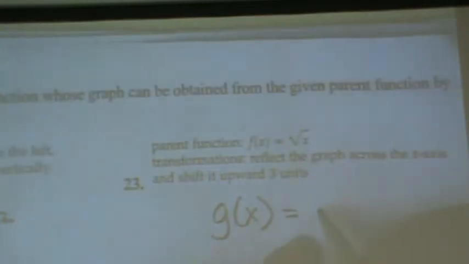Number 23, you're taking the parent function, the square root of x, and what you're doing is reflecting it across the x-axis, and you're going to shift it up 3. So this one, we're going to call this g of x. If you reflect it over the x-axis, that means you have a negative in front, and then you want to shift it up 3. That would be 3 units up.